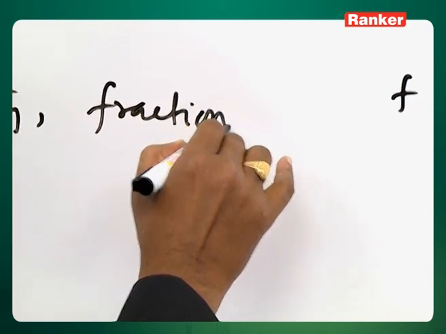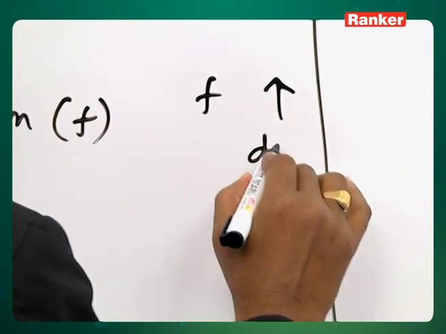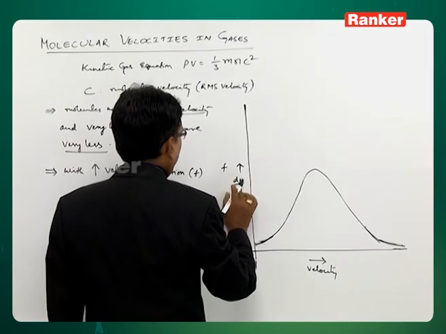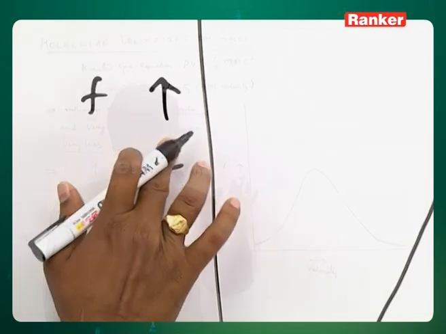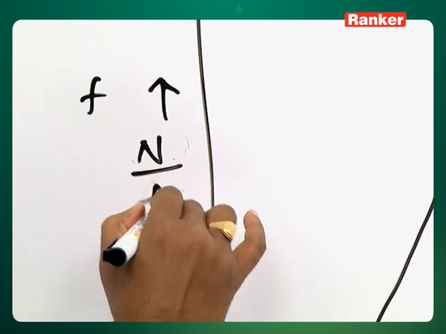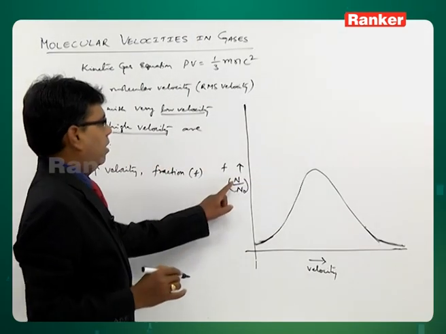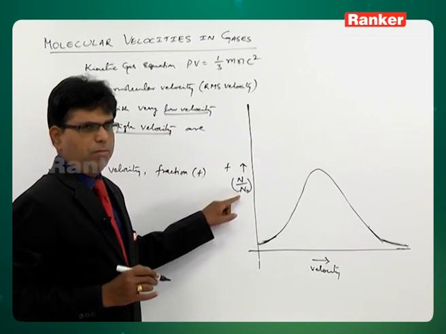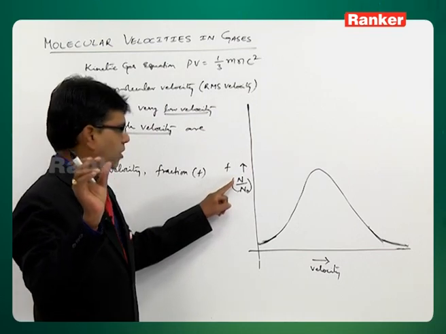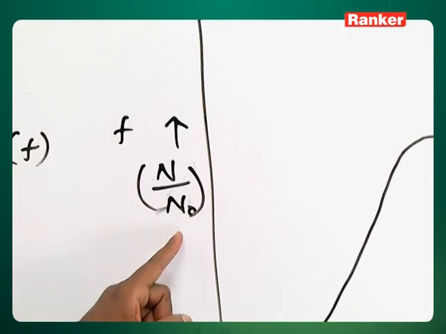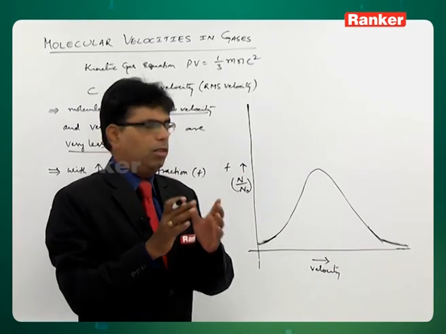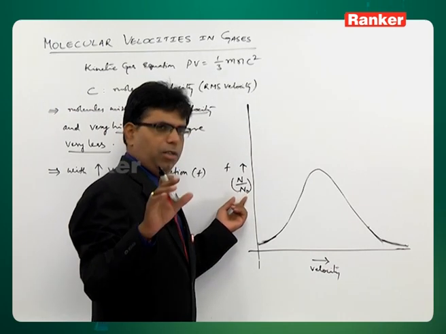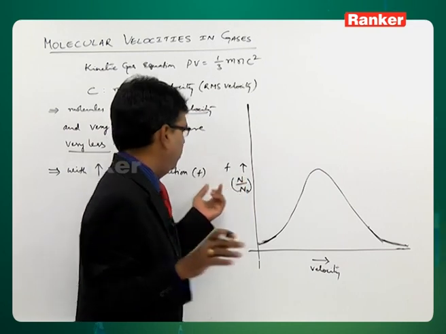the fraction f, which is equal to dn by n naught or n by n naught. Here n is the number of molecules with a particular velocity, and n naught is the total number of molecules in the given amount of gas. Suppose if you have 1 mole of a gas, then n naught will be the Avogadro number. In that Avogadro number of molecules, how many have a particular velocity? That is what we are drawing.